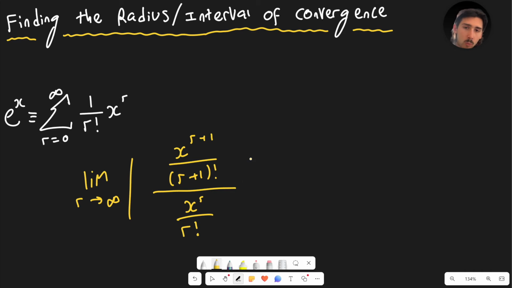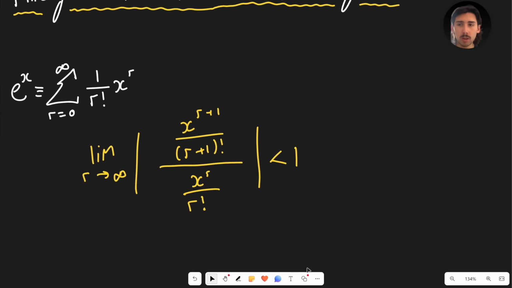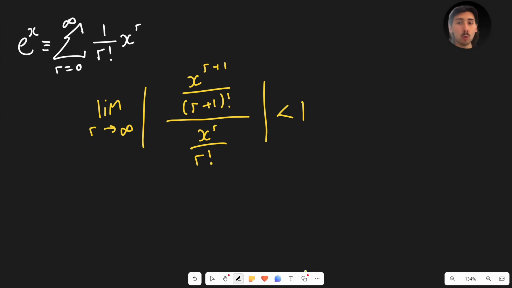What do I need for this to converge? You might say it depends on what x is, what this limit is equal to. In order for the ratio test to say this is a convergent series, this number needs to be less than 1. So we need this to be less than 1, and we're going to solve this for x. That's the difference between how this normally works and how it's going to go right now. We're going to find which values of x this will actually be less than 1 for.